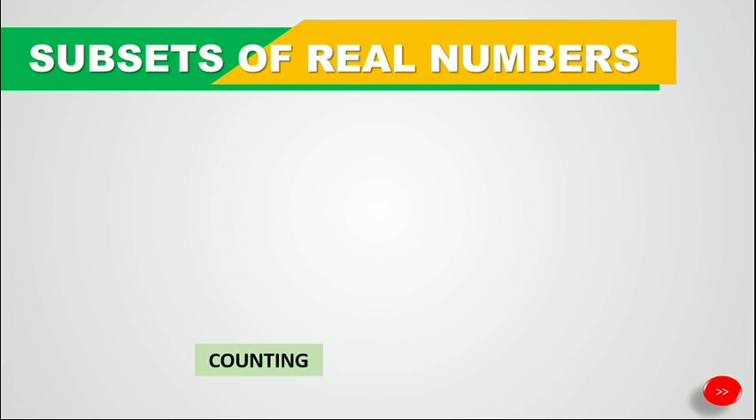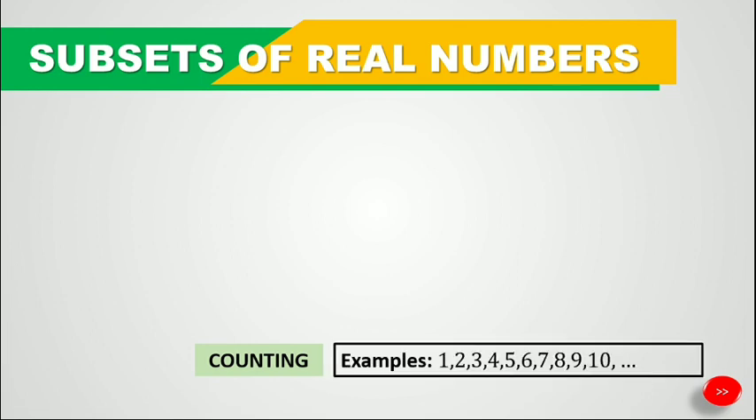Therefore, the numbers included in the counting numbers are 1, 2, 3, 4, 5, 6, 7, 8, 9, 10, and so on and so forth. So again, it starts at 1, 2, 3 until the end. So that's the counting numbers. And counting numbers are also called the natural numbers.